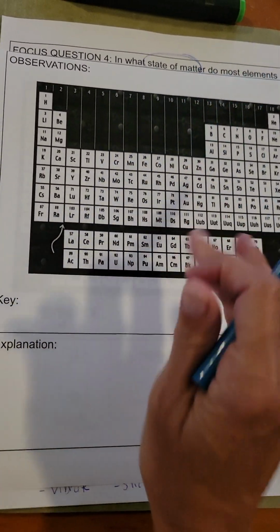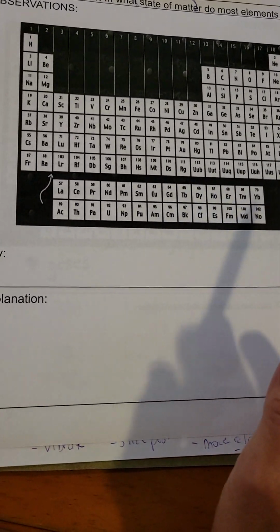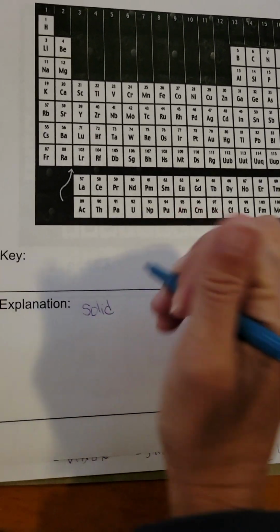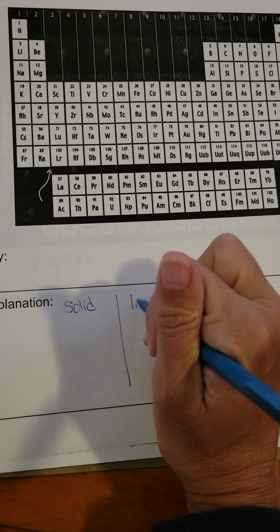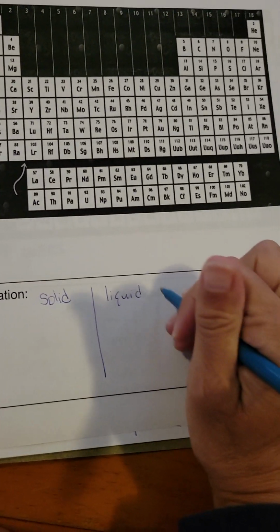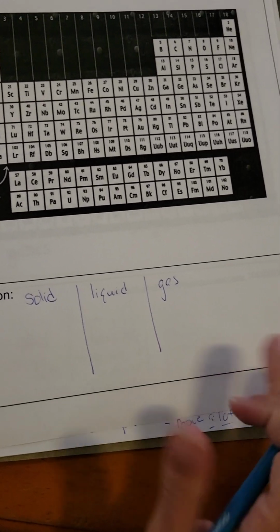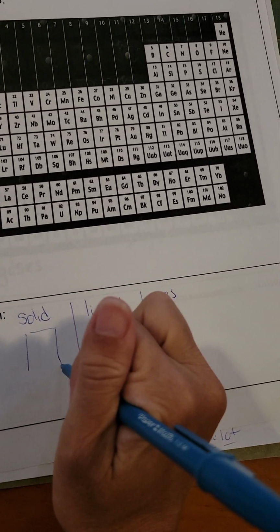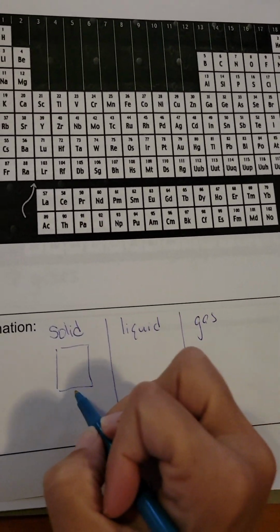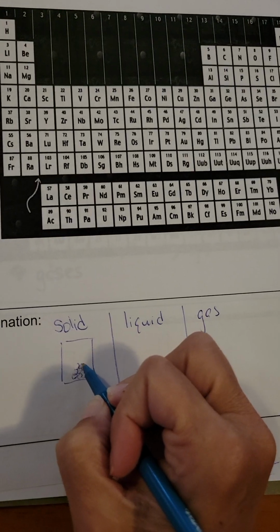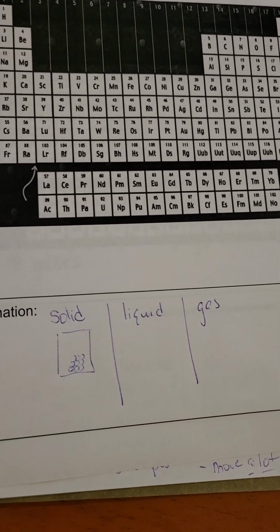All right, so states of matter. We know that there are 3 states of matter. We're going to come down here to the explanation first. So we've got solids, liquids, and gas. A solid, if it was in a container, the particles would stack right on top of each other and be very close to each other.